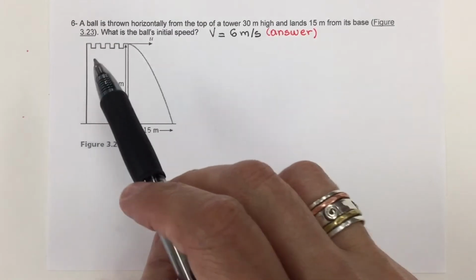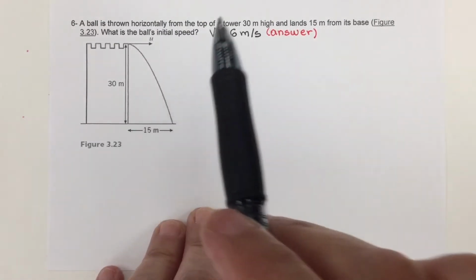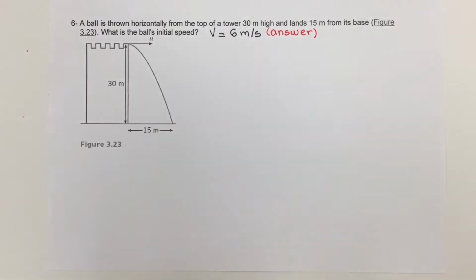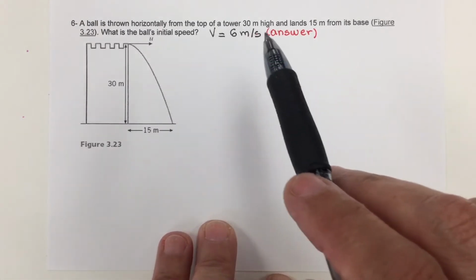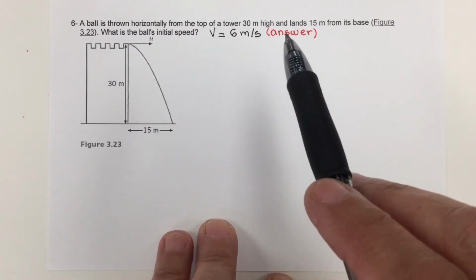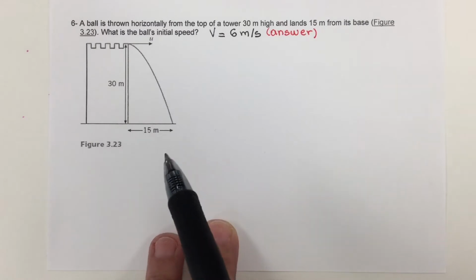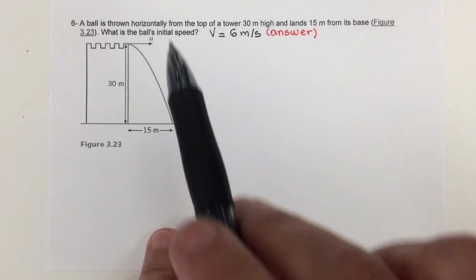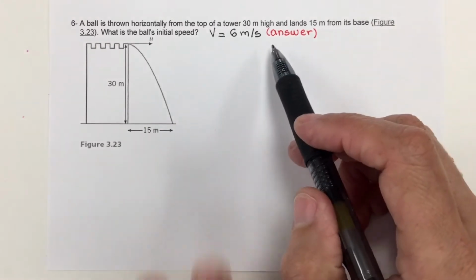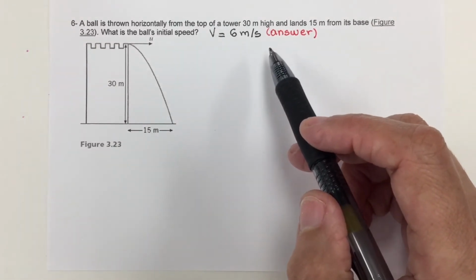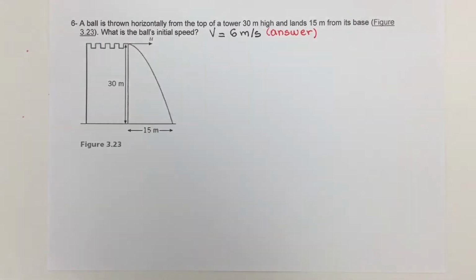Question number 6, very similar to question number 5 about a horizontal launch. A ball is thrown horizontally from the top of a tower 30 meters high and lands 15 meters from its base. What is the ball's initial speed or velocity? Here is the answer. Please pause this video and try before showing my work.